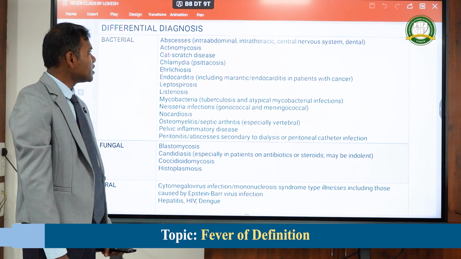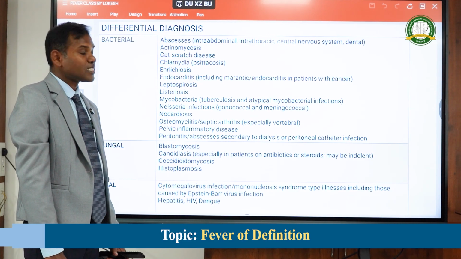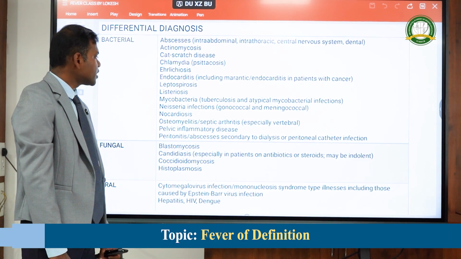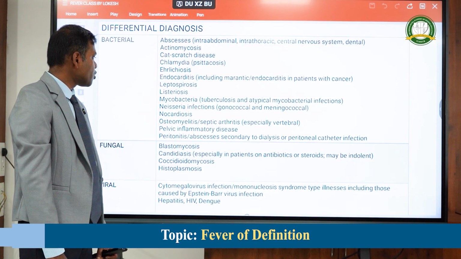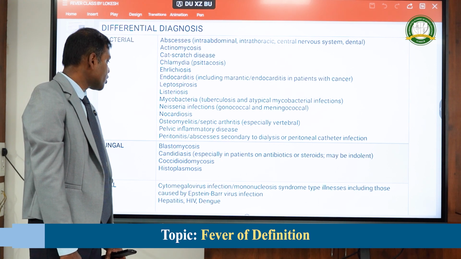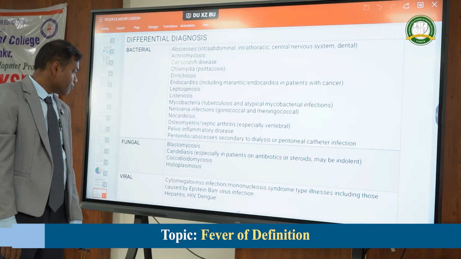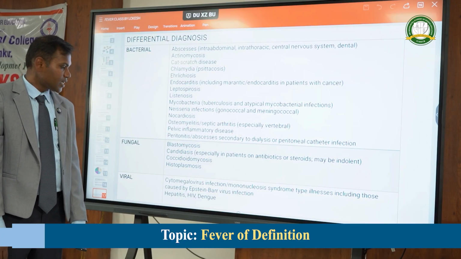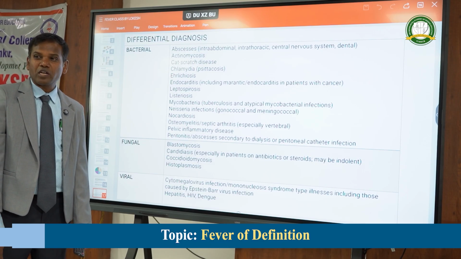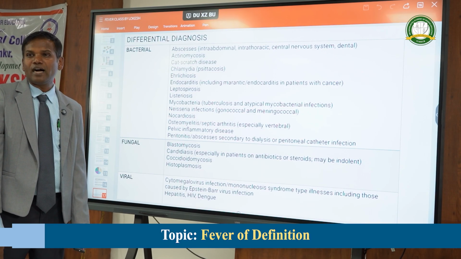Bacterial, we have abscesses: intra-abdominal, intrathoracic, central nervous system, dental, actinomycosis, cat scratch disease, chlamydia, ehrlichiosis, endocarditis, leptospira, listeriosis, mycobacterium, Neisseria, nocardiasis, and osteomyelitis or septic arthritis. And we have pelvic inflammatory disease and periodontitis. Fungal, we have blastomycosis, candidiasis, coccidioidomycosis, and histoplasmosis. Viral, we have cytomegalovirus, Epstein-Barr virus, hepatitis, HIV, and dengue fever.